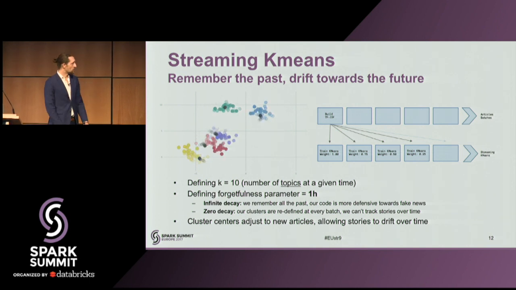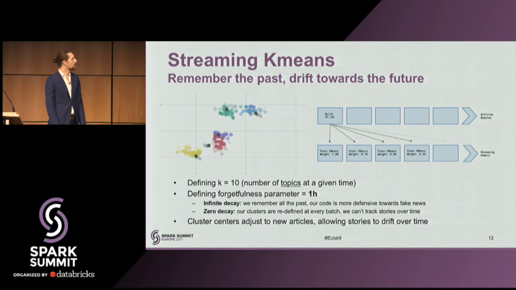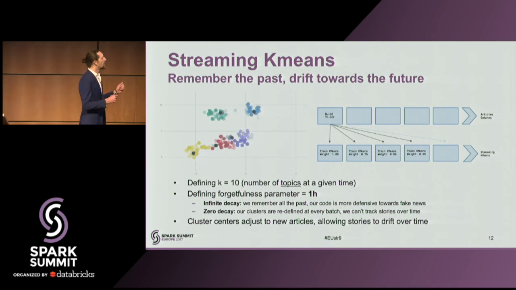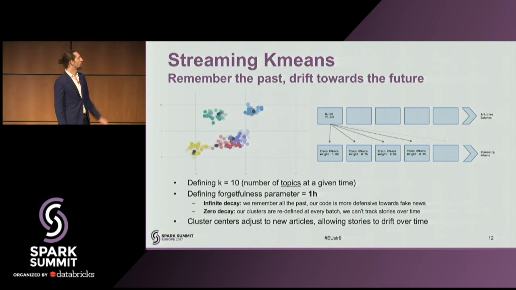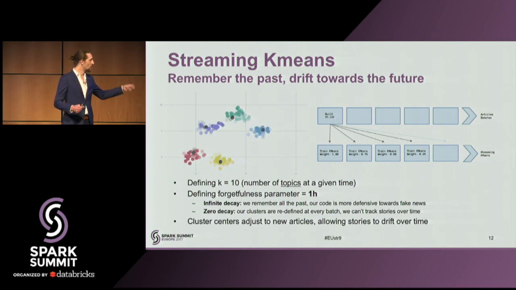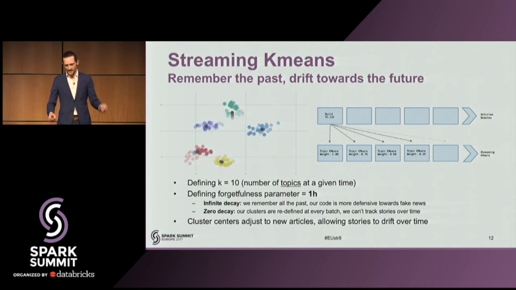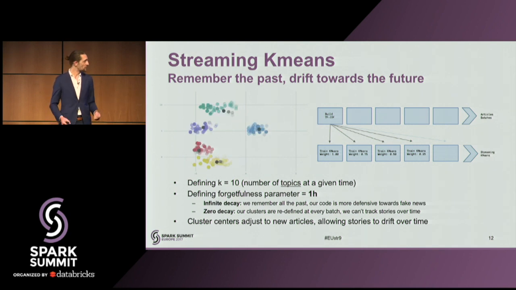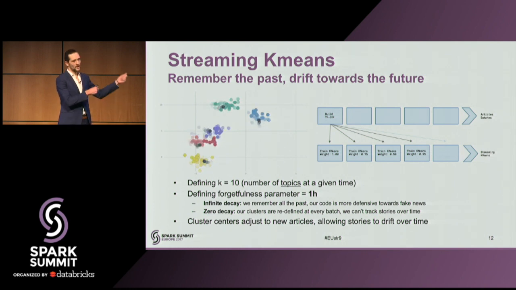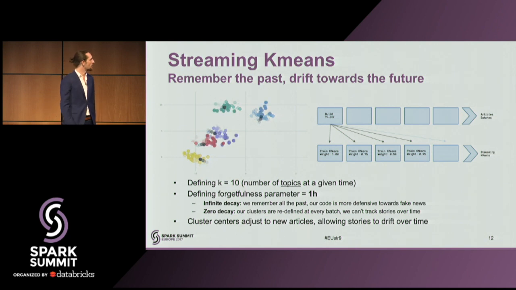Naturally, clustering and streaming k-means come into action here. We want to leverage all the nice features of streaming k-means and define our k, number of topics, and the forgetfulness or the decay, or how far do we want to go in the past, remember the past, observe the current information we have, and drift this story towards the future. How likely is this news that we observed 1 hour ago to contribute to the definition of my cluster now?